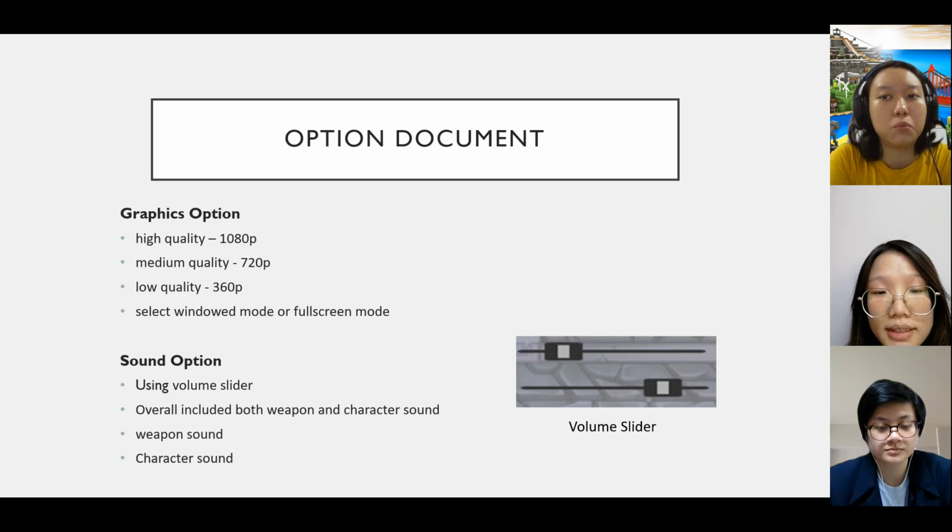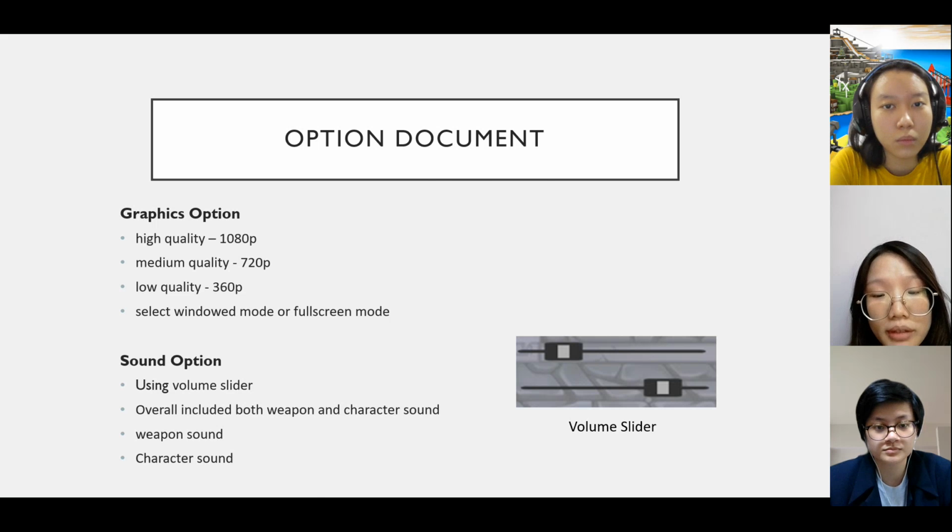So the sound option is using volume sliders for its settings, so the player can easily understand and easily set the setting. And there are 3 things that can be set. First is overall, that includes all the music, weapon, and character sound. Second is weapon sound, and third is character sound.